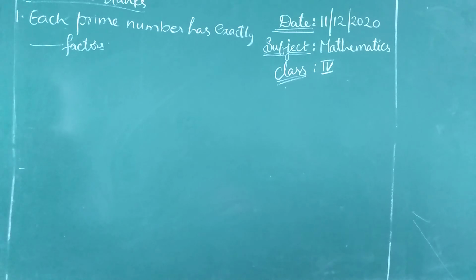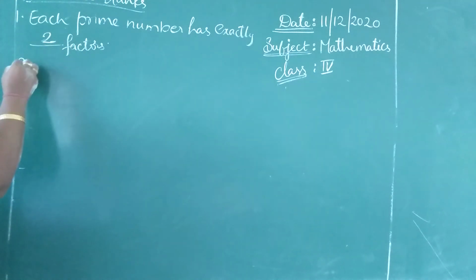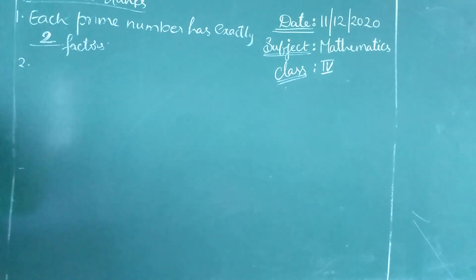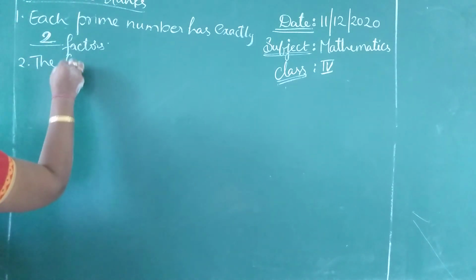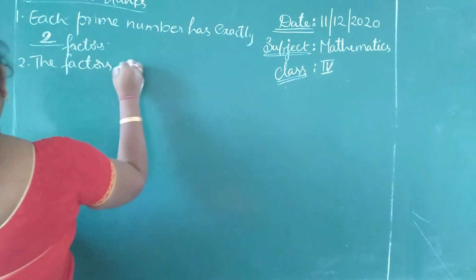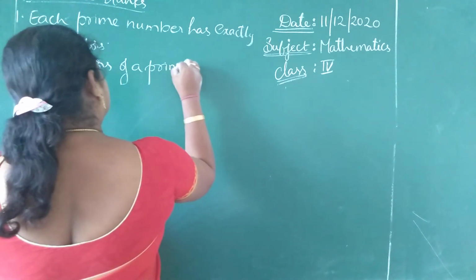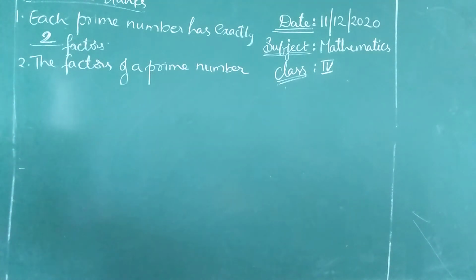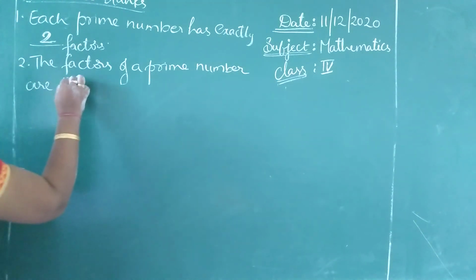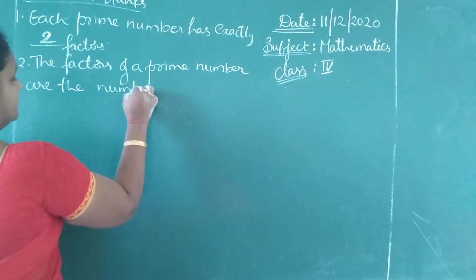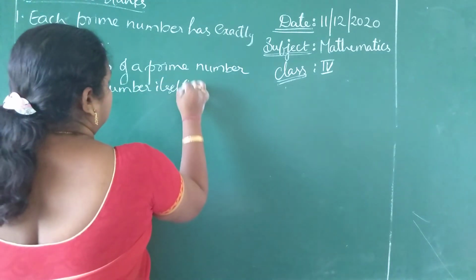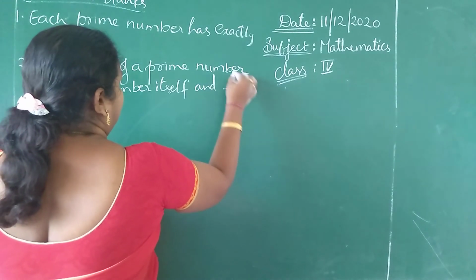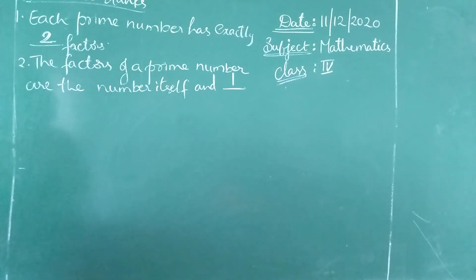What are those 2 factors, children? 1 and the number itself. So how many factors does each prime number have? 2 factors. Second one: the factors of a prime number are the number itself and what? And 1. Every prime number has only 2 factors. Those 2 factors are 1 and itself.